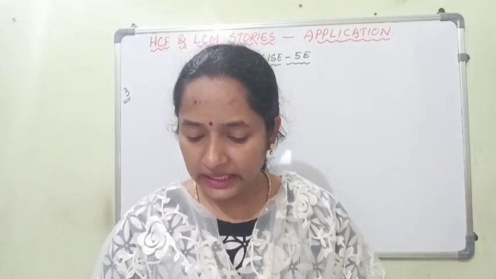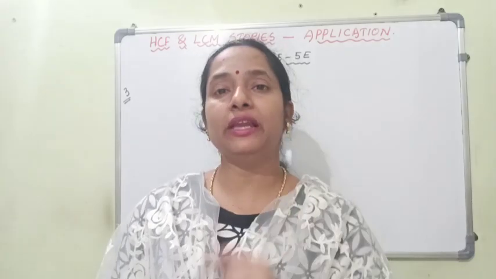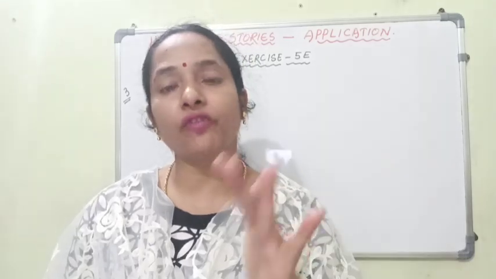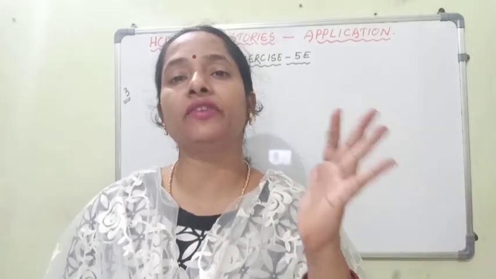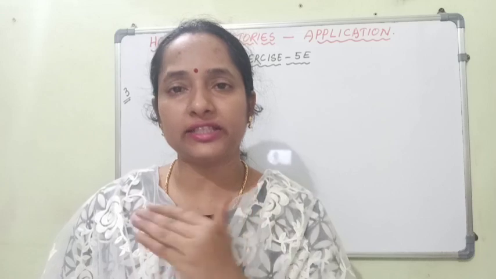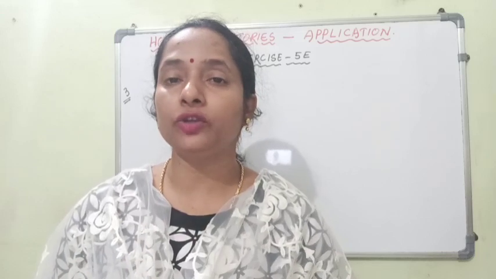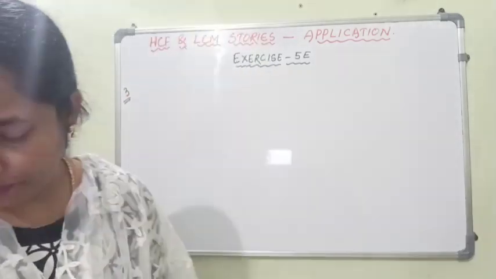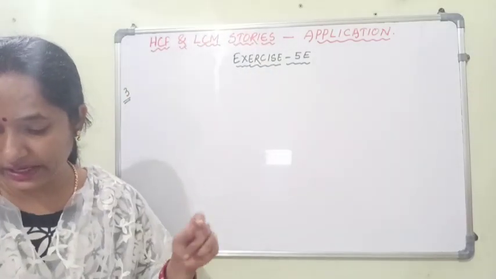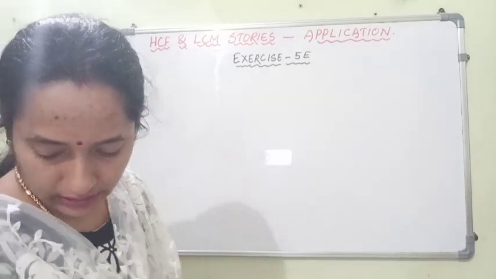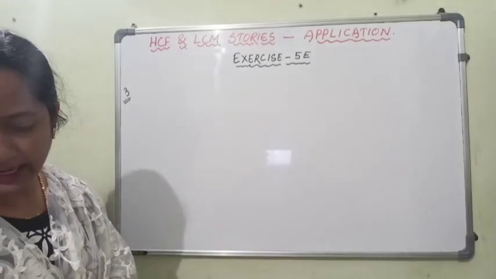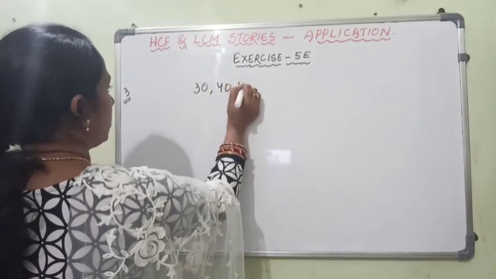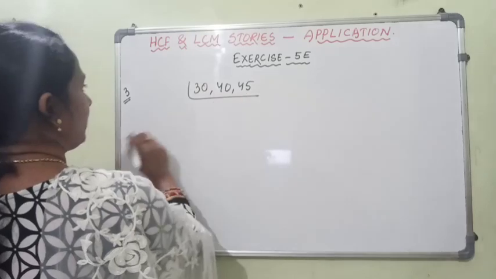Here we are given that the first bell rings every 30 minutes, the second bell every 40 minutes, and the third bell every 45 minutes for different sections. Now we are required to find after how many minutes all these bells will ring together. So for this, first of all, we have to find the LCM of 30, 40 and 45. Find the LCM by the short division method only.